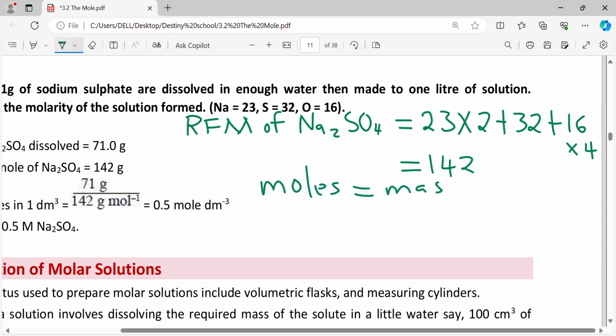And we want now the number of moles. And remember, moles, according to our formula, is equal to mass in grams over molar mass, over the RFM in this case. Because when you add all those molar masses, you get the RFM, that is relative formula mass. Okay, what is the difference between the RFM and the molar mass?